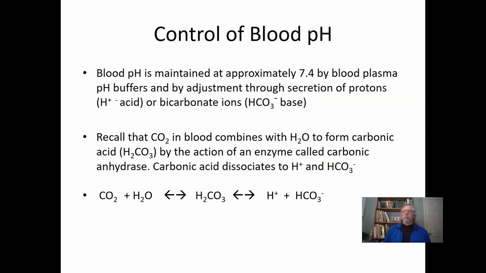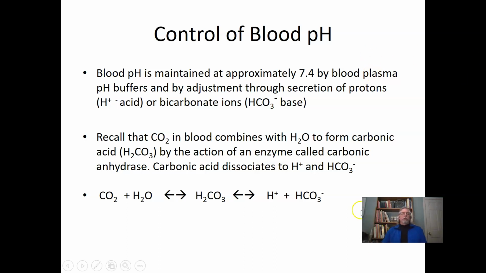There are buffers in the bloodstream, but the kidney is one of the main ways of regulating and adjusting the pH of the bloodstream. Basically, how it works is if your blood is slightly acidic, the kidney excretes more protons. If it's slightly alkaline, the kidney excretes more bicarbonate.